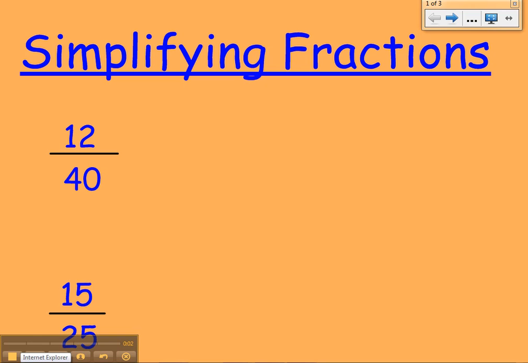There are a lot of different things we can do with fractions. In this video, we're going to learn about how to simplify, find an equivalent fraction, and also find a missing number in a fraction. Let's begin with simplifying fractions. Simplifying means to make something smaller. Well, how do I make something smaller in math?